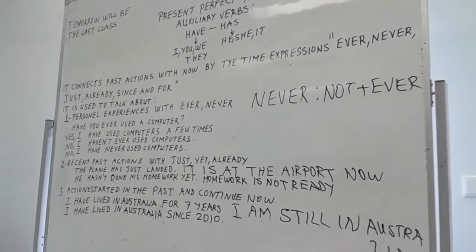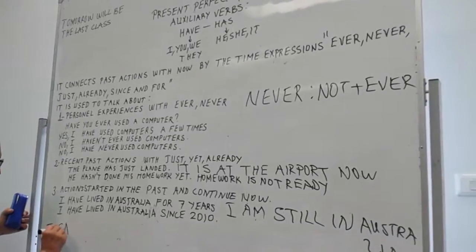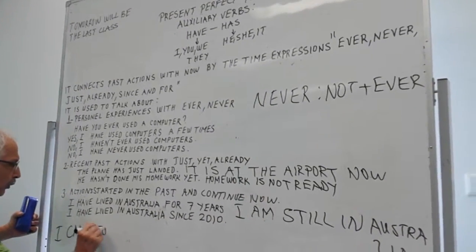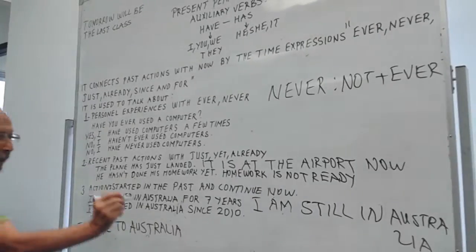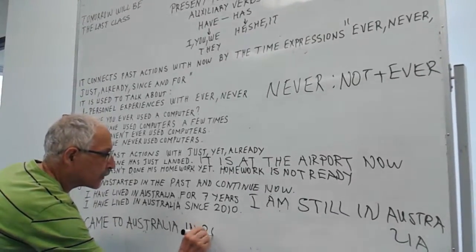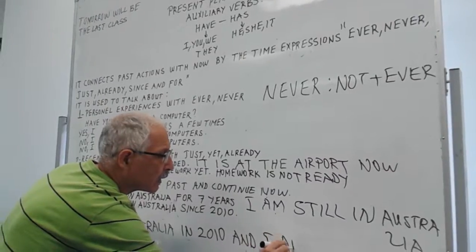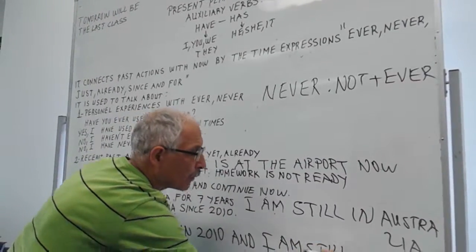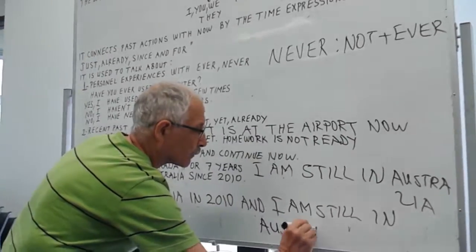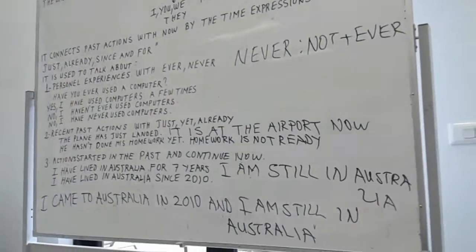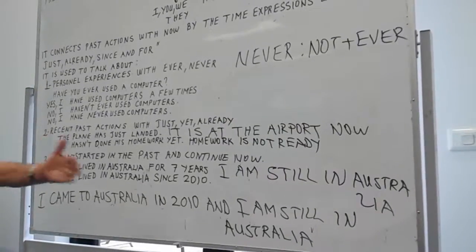If you just interpret these sentences, I can just write this. I came to Australia in 2010 and I am still in Australia. These both sentences have the same meaning. I came to Australia in 2010 and I am still in Australia.